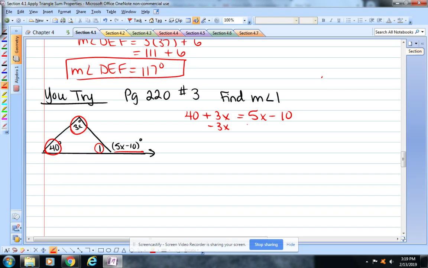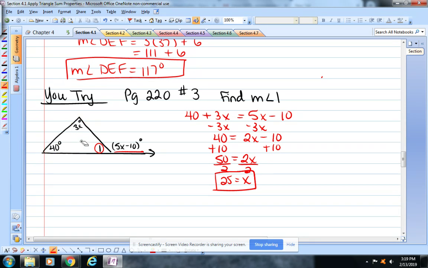Getting my x's together. So 40 equals 2x minus 10. Add 10. 50 equals 2x. Divide by 2. 25 equals x. Now there's a couple of different ways that we can get the measure of angle 1 now.